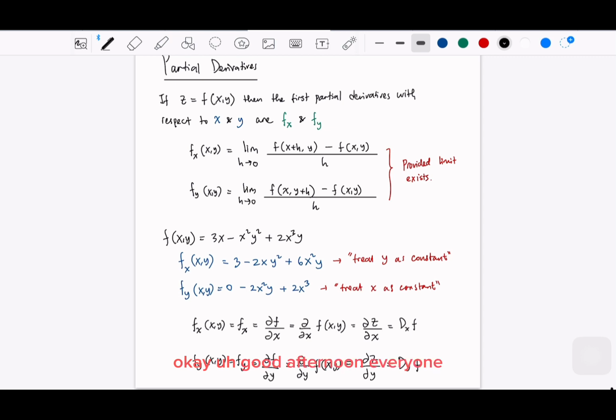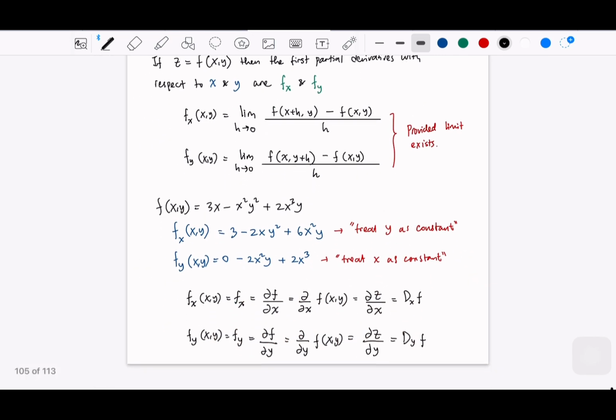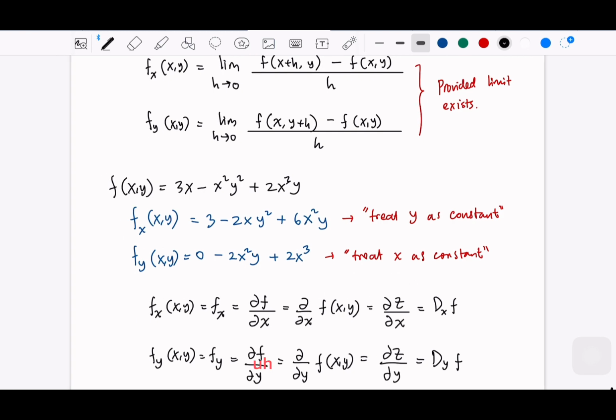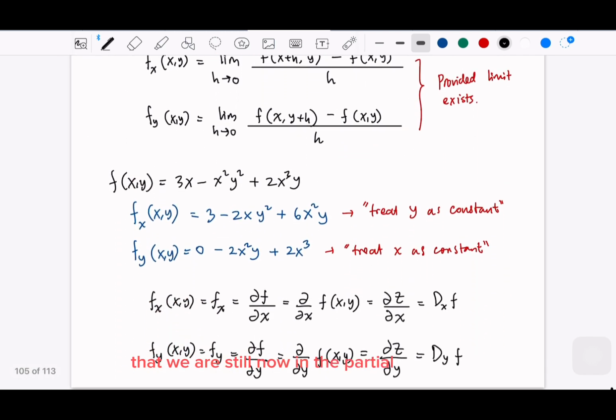Good afternoon, everyone. Hopefully you have checked your midterm score, and we're going to continue our lecture. We are still in partial derivatives. Before we go on, let me give you another example for partial derivatives.